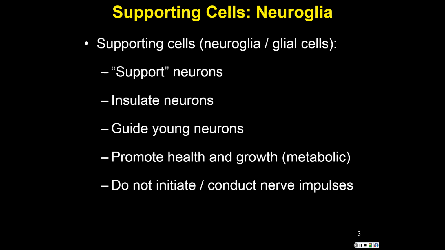They do give physical insulation. They do aid in early nerve cell growth, like for example when a little baby is growing as a fetus in its mother's uterus. We have neuroglia that help make sure the nerve cells go to the correct, say, frontal lobe, parietal lobe, wherever the case may be. They're there for metabolic needs.